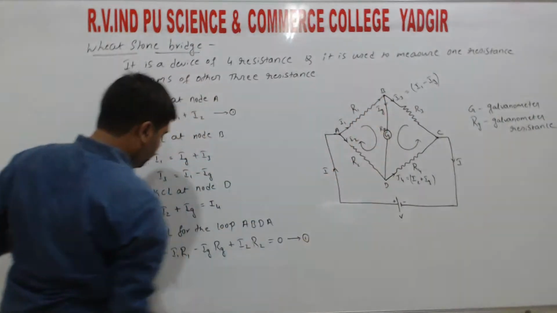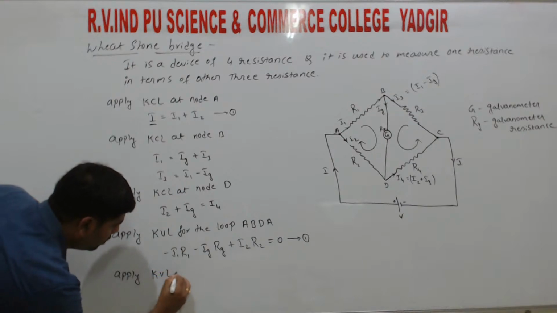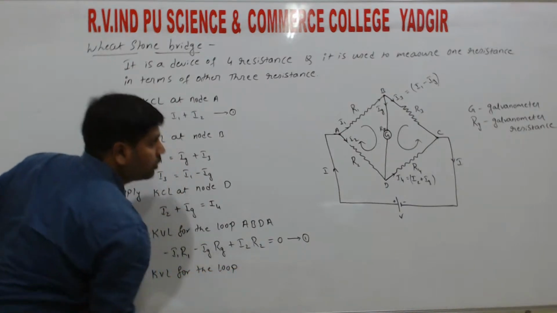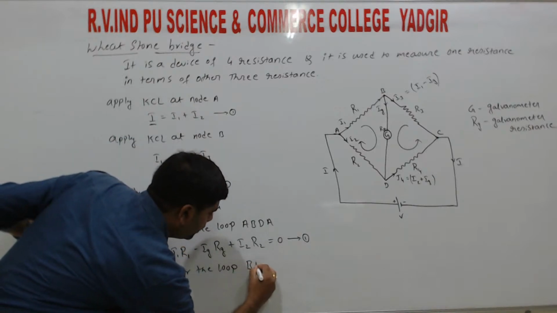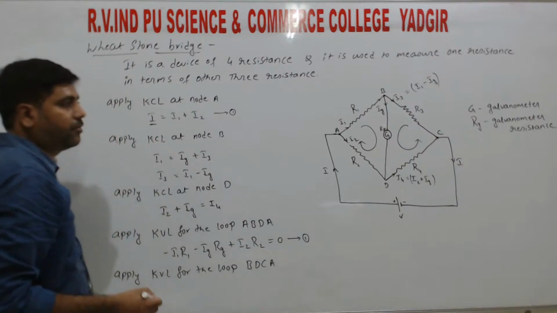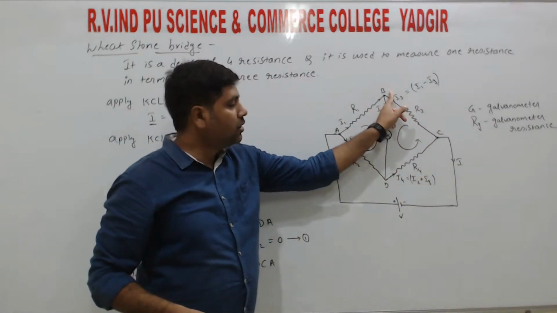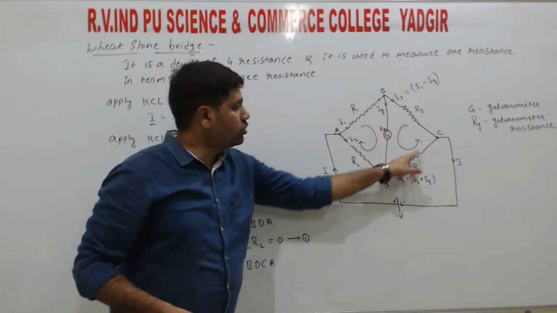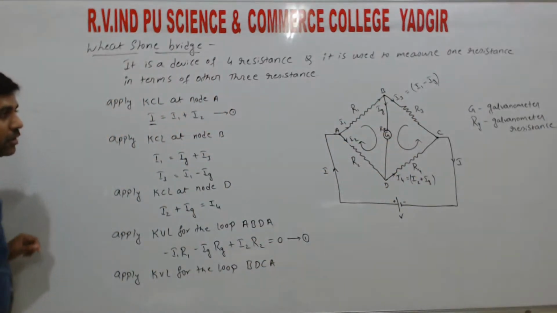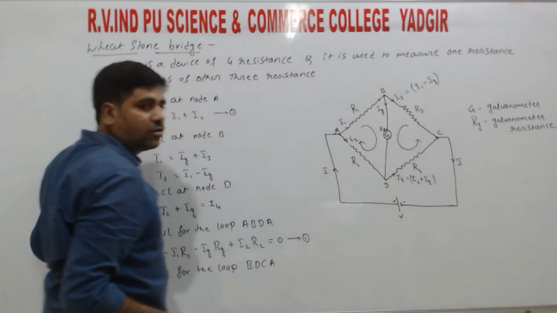Now for the second loop, apply KVL for the loop B, D, C and then back to B. So it starts from B, D, C and again B. This is one closed loop. I am applying Kirchhoff voltage law for that loop. The current flowing is in the same direction as we have taken in the order.